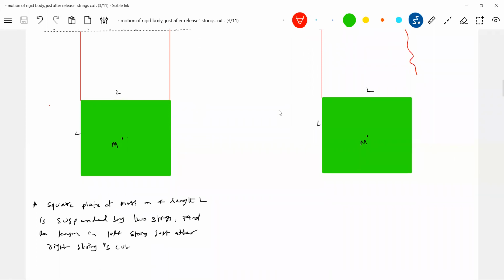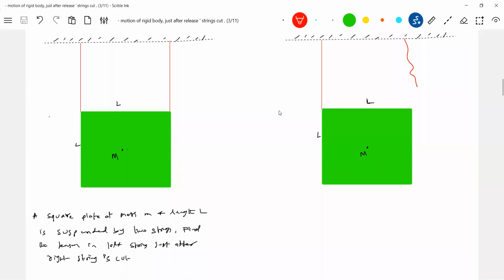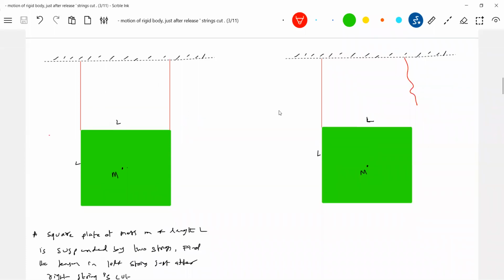No. What can happen to the square plate? No. What is the basic necessity? The string should be taut and inextensible. That will carry on. It must be a taut string. So there'll be tension. The weight mg will act.